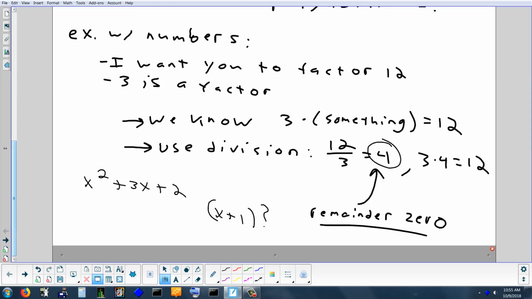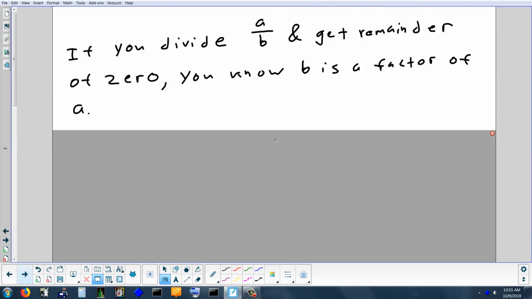Maybe we don't want to go through all the division. We just want to know if the remainder is 0 or not. And there's a way we can do that. Okay, so we'll get to that. All right, so that's what I just told you. If you take A and divide by B and get a remainder of 0, then you know B is a factor of A.